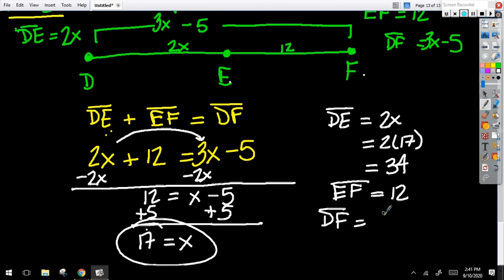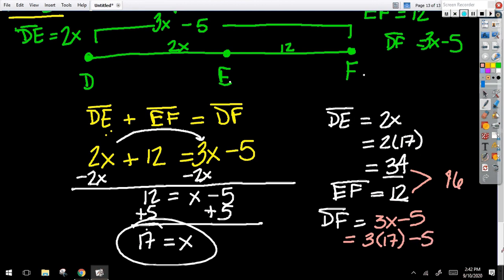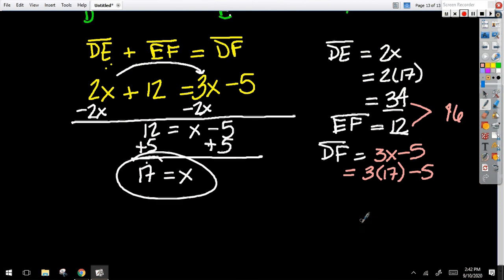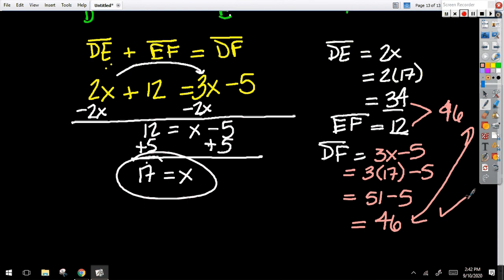So you could do this one of two ways. You could go ahead and add these two together, right? DE and EF. And it should give you the same thing. And let's just do a double check because 34 and 12 would be 46. If I do 3x minus 5, that would be 3 times 17 minus 5. And let's see, 3 times 17 would be 51 minus 5, which is indeed 46. So those match, so that's perfect. Okay?